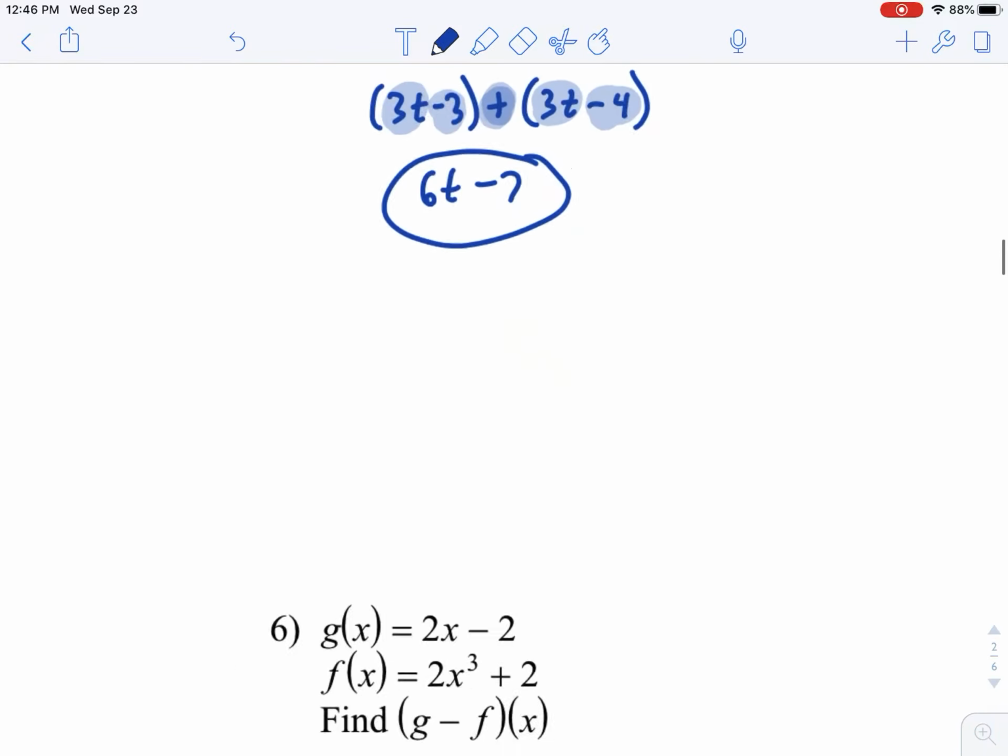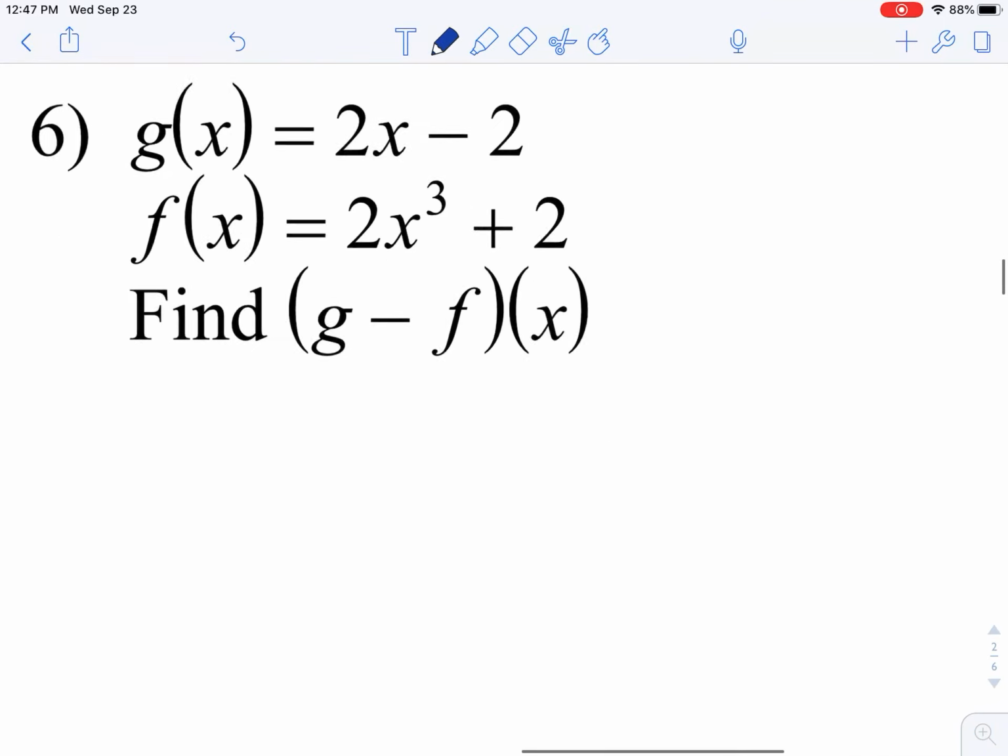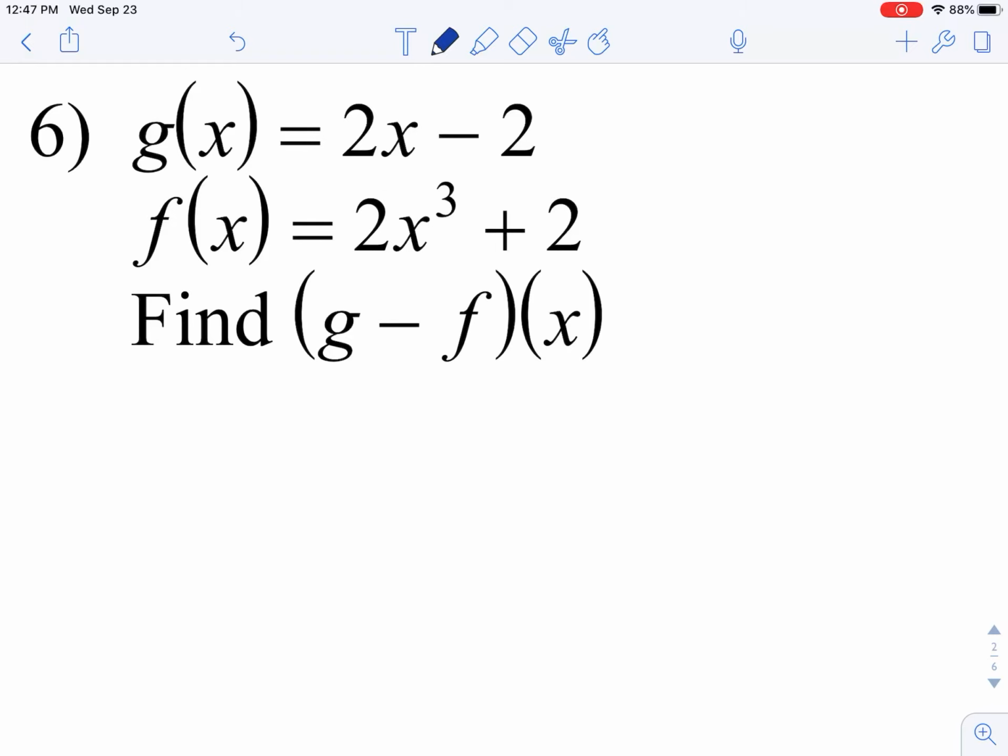I know I teach this in Algebra 2. I might go a lot slower. I might do a lot more examples. This should be something, though, that you already know.